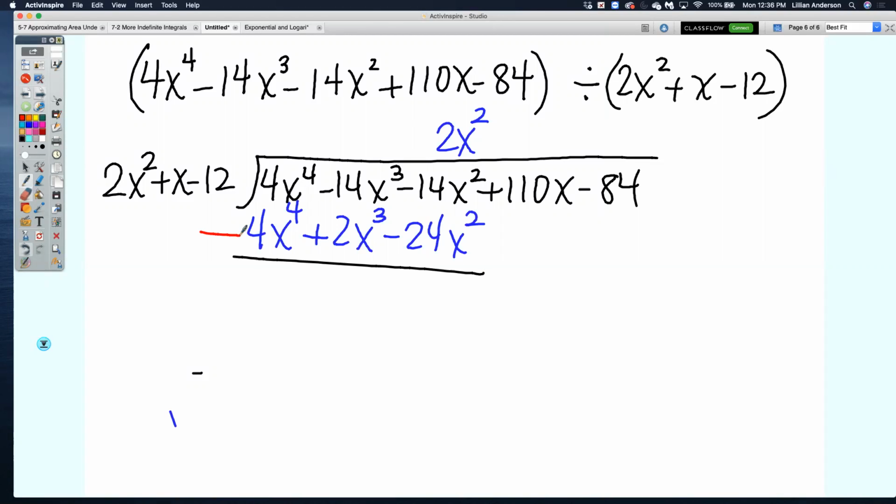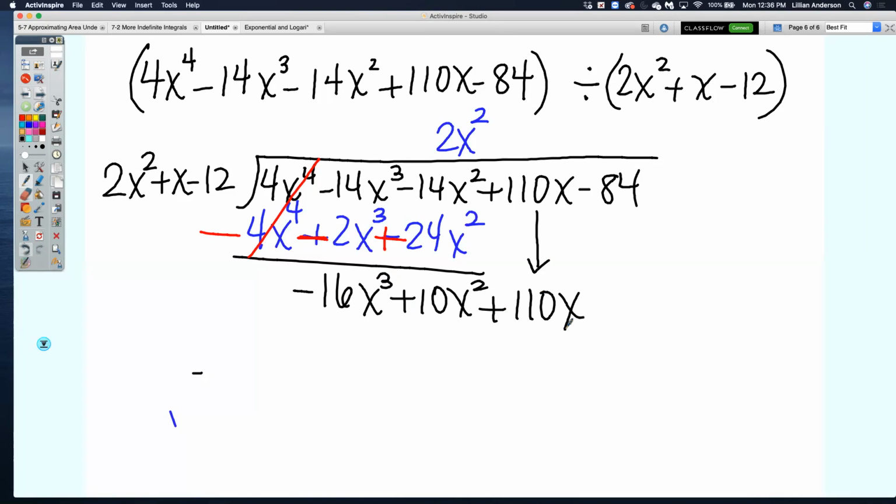This turns to a minus, this one to a minus, this one to a plus. Goal is to continue to cancel out factors. That's what you want to do. Not factors, I'm sorry. Cancel out terms. Yes? Okay. What times 2x squared is going to give me a negative 16x to the 3rd?